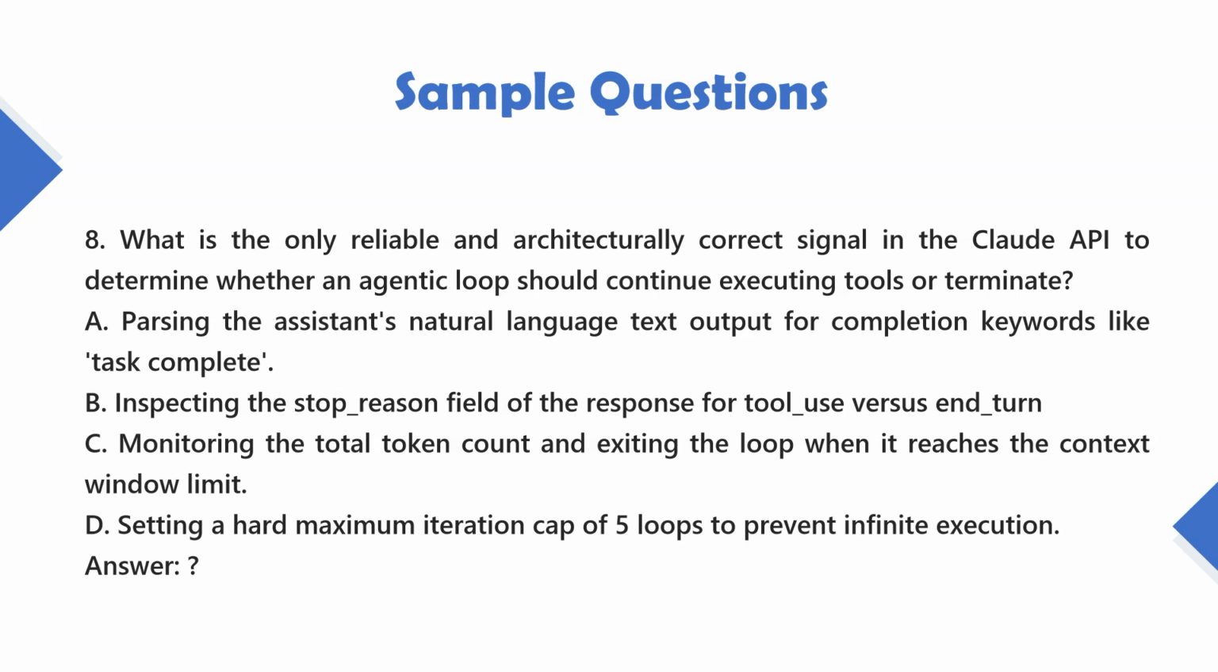A. Parsing the assistant's natural language text output for completion keywords like task complete. B. Inspecting the stop_reason field of the response for tool_use versus end_turn. C. Monitoring the total token count and exiting the loop when it reaches the context window limit. D. Setting a hard maximum iteration cap of 5 loops to prevent infinite execution.